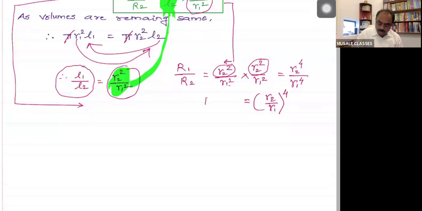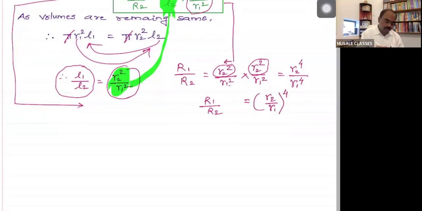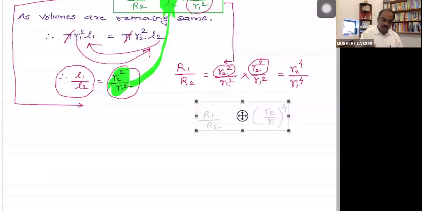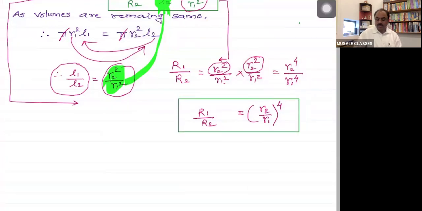That means R1 upon R2. This is again important. This is one more formula. All these formulas you should know. You have to know these formulae. So this is the formula. Okay, this is in the form of R1, R2.